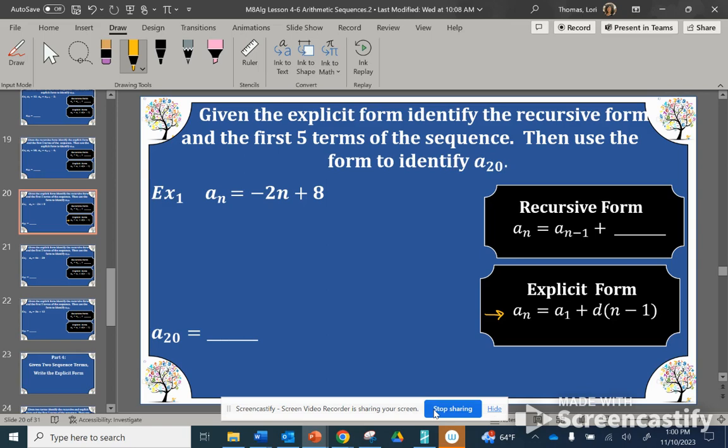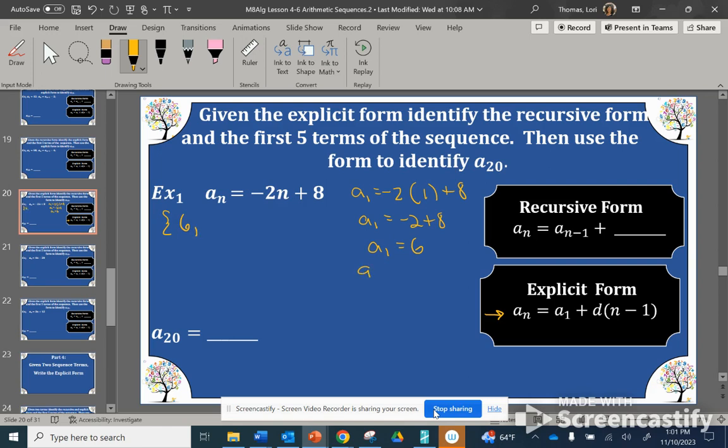So we're going to write the first 5 terms given this condensed version of the explicit form. So remember, n represents the term number. So to get the first term, I am going to plug in 1 for n to get out my term. Negative 2 times 1, and then plus 8. So the first term is going to be 6.